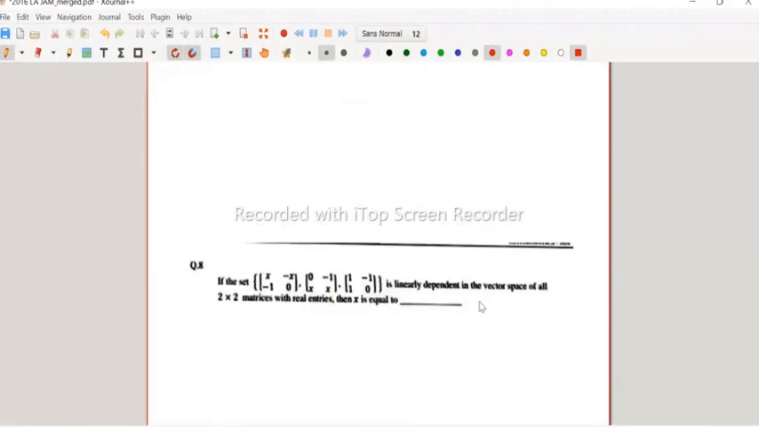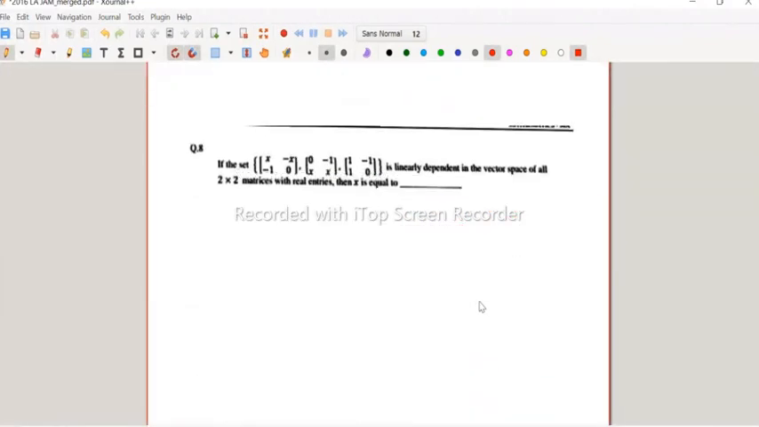Now look at this question. The set contains 3 matrices: the first one is [x, -1; 0, 0], then [-1, x; ...], and the last one is [1, -1; 1, x]. So what is the question? Suppose this set is linearly dependent in the vector space of all 2 by 2 matrices, then what are the values of x?